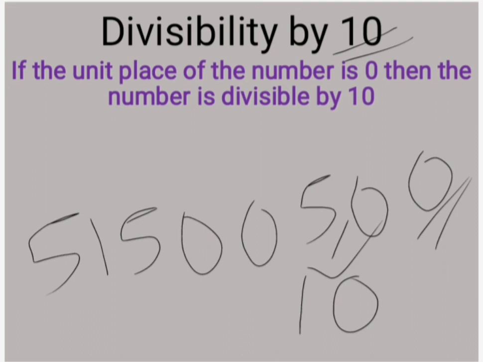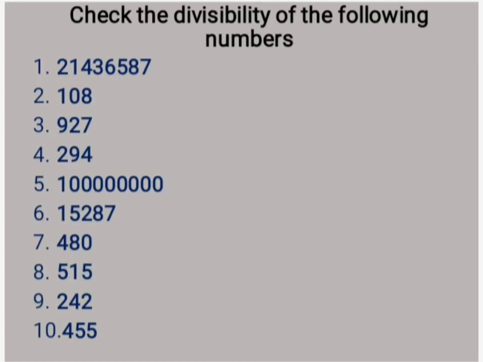Next, divisibility by 10. If you get 0 in the unit place of any number, then that number is divisible by 10. So, these 5 divisibility rules you have in your lesson Playing with Numbers. Now, there are some numbers. For these numbers, you have to check the divisibility rules. So, note down these numbers and check the divisibility rules for them.